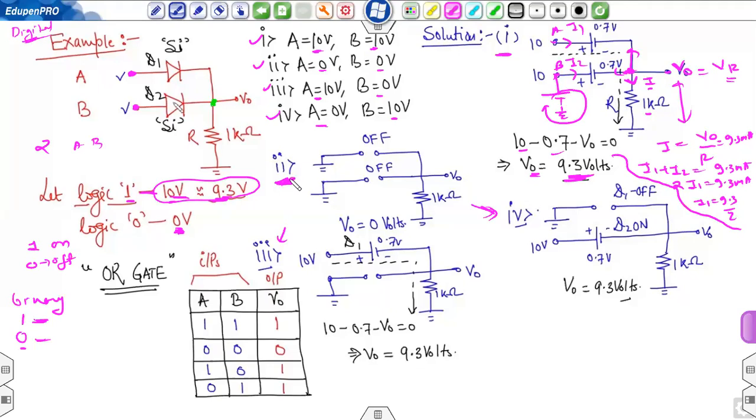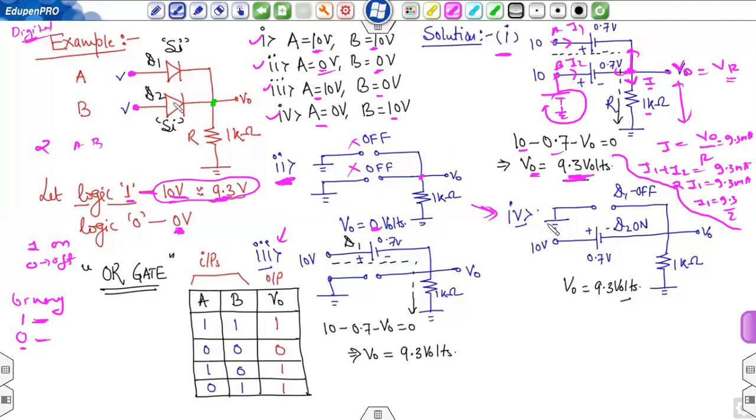Now case 2, both are 0. A is 0, B is 0. Now 0 means it is connected to ground, or you can apply 0 volt; both are applicable. This 0 volt is not sufficient to drive these diodes in on state. So D1 is off, D2 is off. V0 is not receiving any supply, so V0 will also be equal to 0 volt.